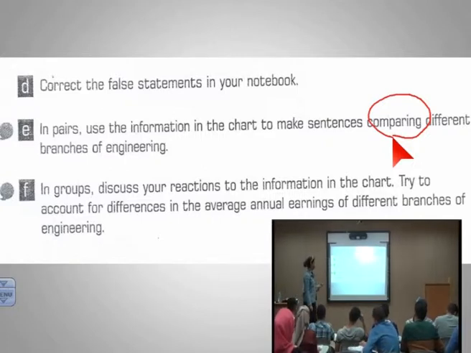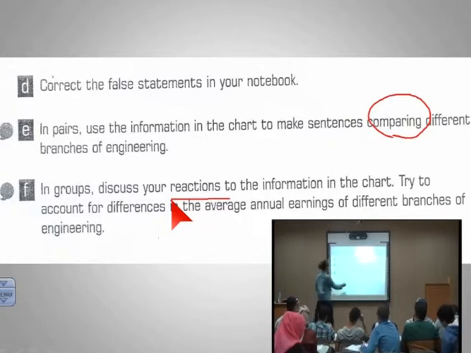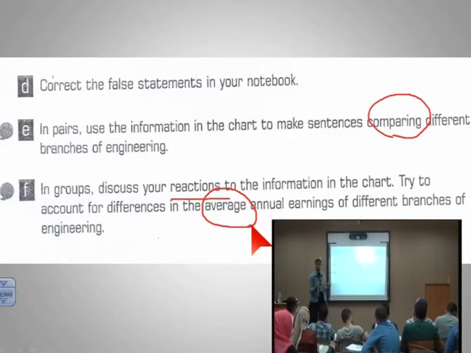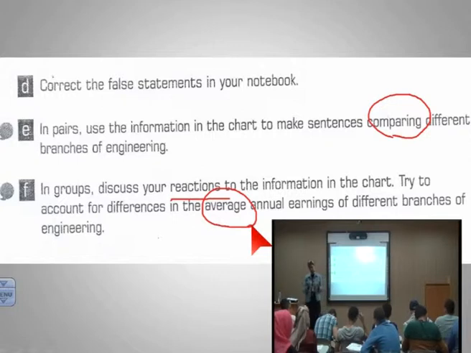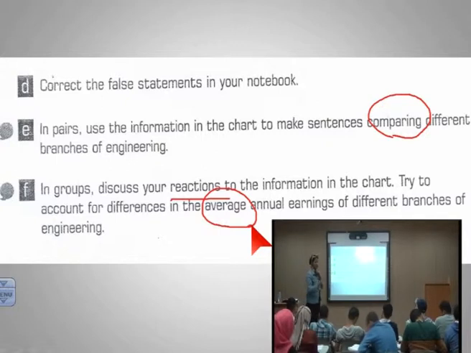If any groups, discuss your reactions to the information in the chart. Try to account for differences in the average. So we have average, it is median. Median and average are the same thing, the title you have is median annual earnings. Mathematically the median is a bit different from the average, but let's accept it. You're not very concerned with math right now, but we could use the word average. Annual earnings of different branches.